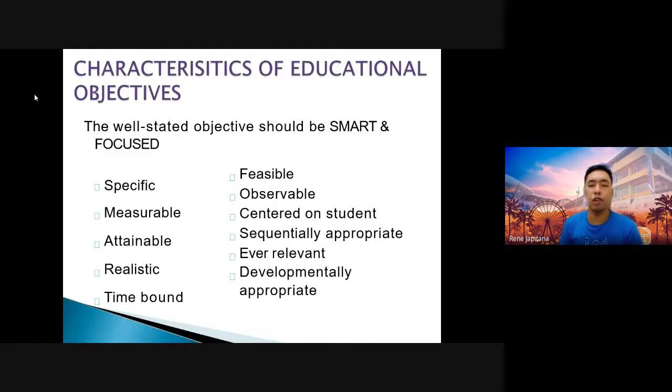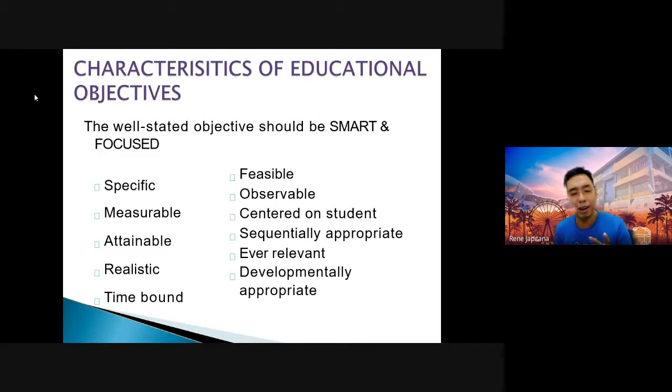Characteristics of educational objectives. Of course, when we create a plan, an objective, it must be SMART. There are other innovations on that; from the acronym SMART, it becomes more detailed and complex. We have SMARTER, but for this time, the well-stated objective should be SMART and FOCUSED.